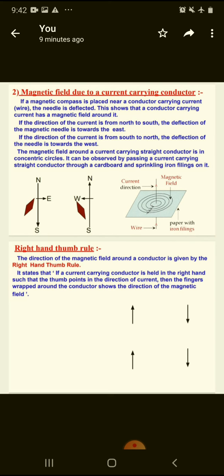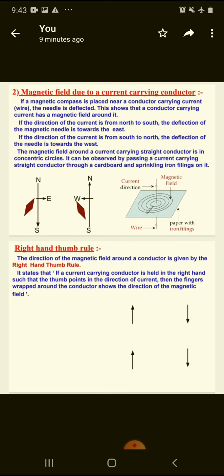then our fingers which are wrapped around the conductor show the direction of the magnetic field. If we hold a straight conductor, and the thumb shows the direction of the current, then our wrapped fingers show the direction of the magnetic field. This is known as the right hand thumb rule. Clear?